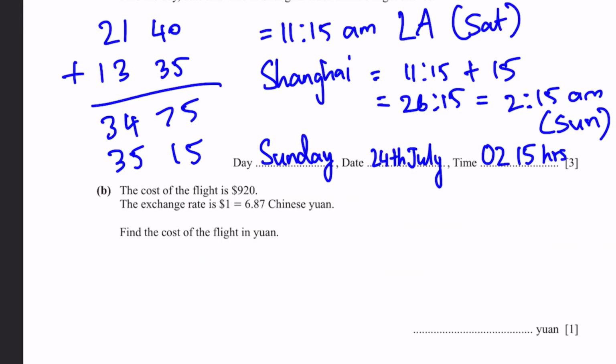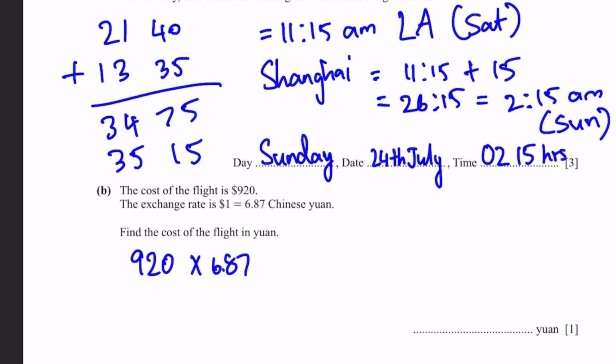B, the cost of the flight is $920. Exchange rate, $1 equals 6.87 Chinese yuan. Find the cost of the flight in yuan. So we take 920 multiplied by 6.87.